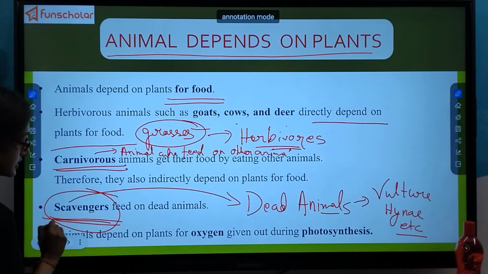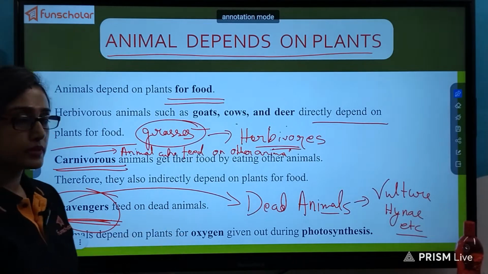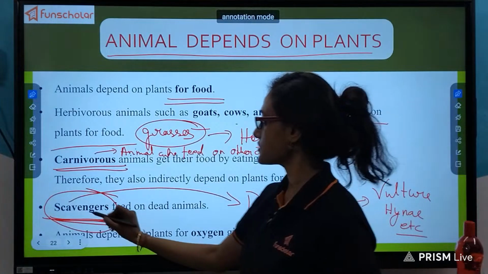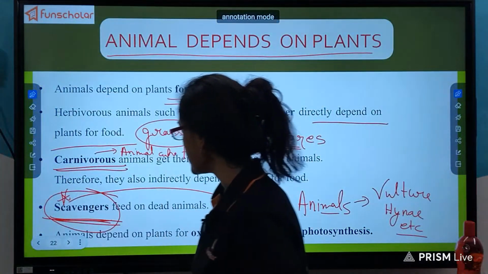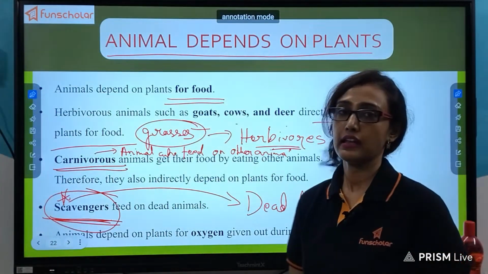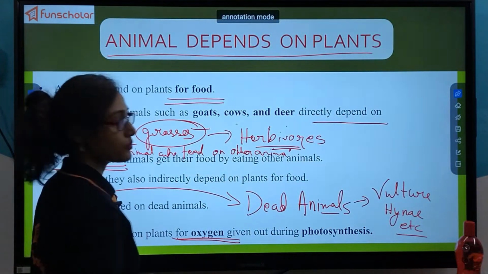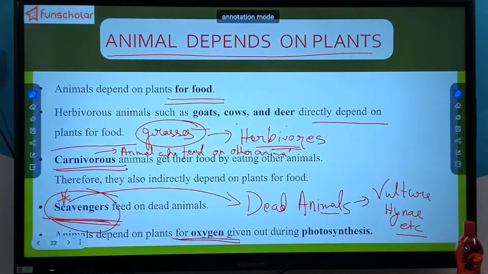And the terminology for those who eat dead animals is what? Scavengers. Okay, it is very important. So please do mark it. And I have told you the last point. We all are dependent on plants for what? Oxygen. Okay.